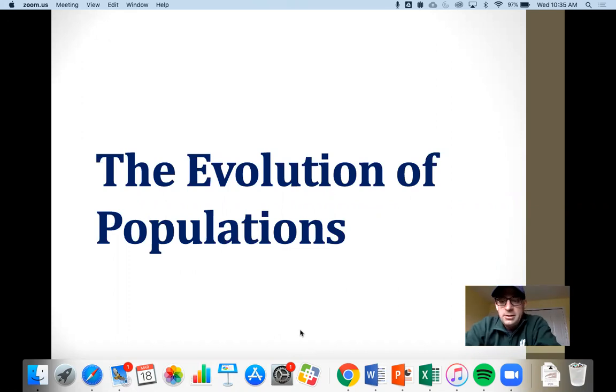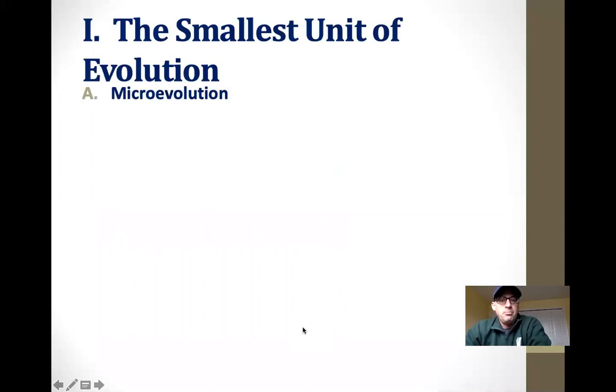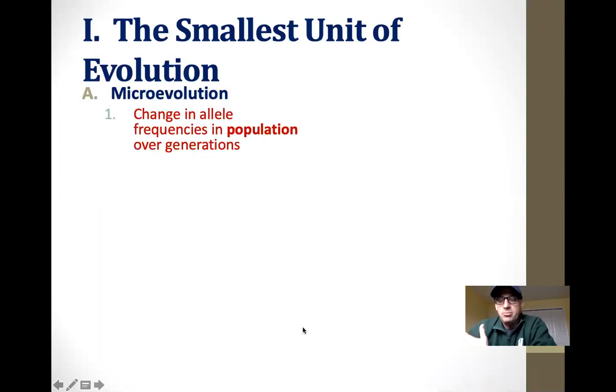What I want to do is start to talk to you guys about the content that's in chapter 23, which is what we would call population genetics. It's on the evolution of populations, and where we're going to start with chapter 23 is by taking a look at something called microevolution, which is simply just changes in the allele frequency of different alleles in a population over generations. So what's important to note here is that we're talking about changing a population over time.